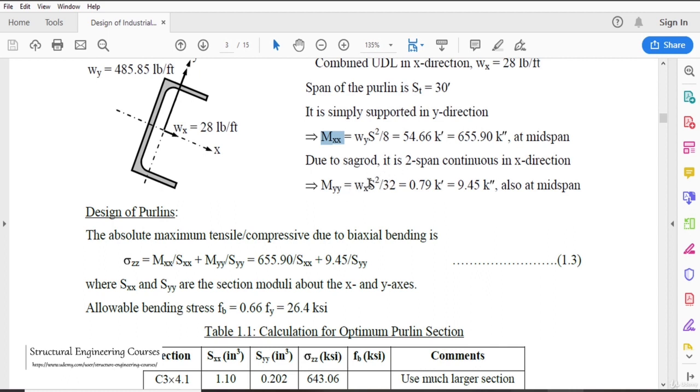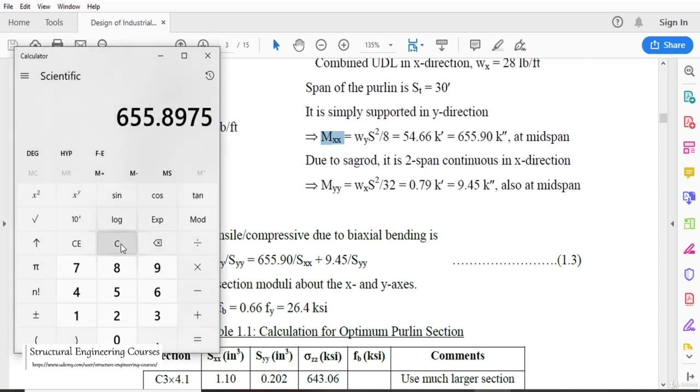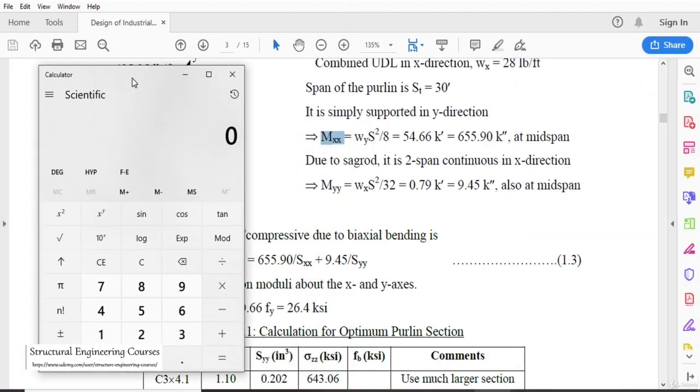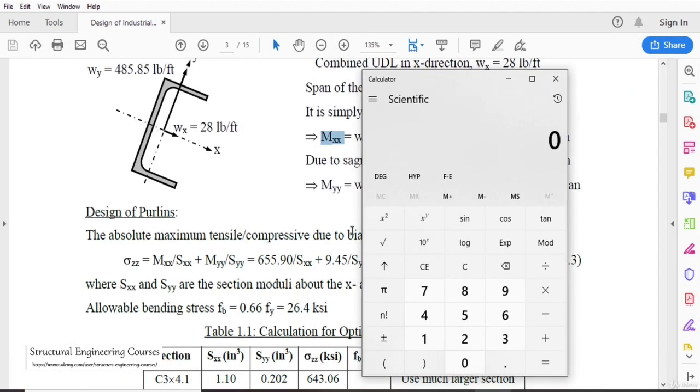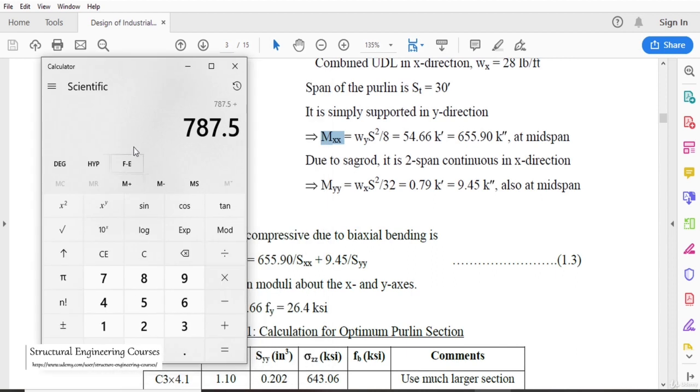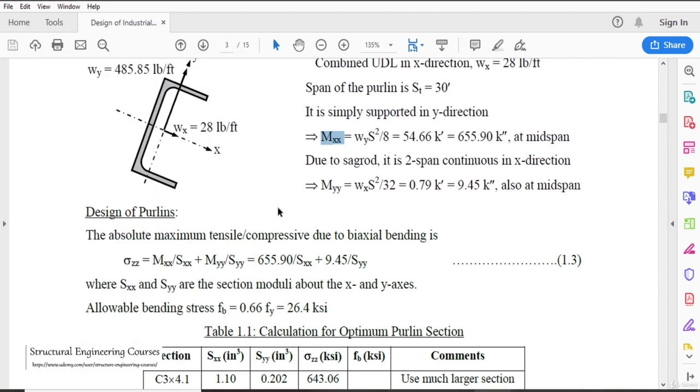The equation for this type of bending moment is W into L square by 32. So Wx is nothing but 28 into 30 divided by 32. We divide it by 1000 to calculate the value in kips, and right now the unit is kips foot, so we change it to inches by multiplying it by 12. So 9.45 kips inches is the bending moment here.